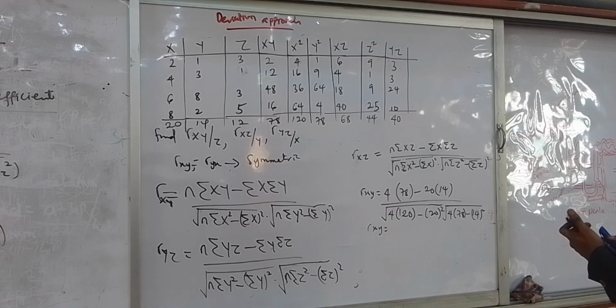So therefore rxy will be equal to, let's see what I need to get straight away. Now, 4 into bracket 78 minus 20 into bracket 14. Bring it down, square root of 4 bracket 120, this bracket minus 20 raised to power 2, this bracket multiplied by square root of 4 into bracket 78, close bracket, minus 14 raised to power 2, close bracket.